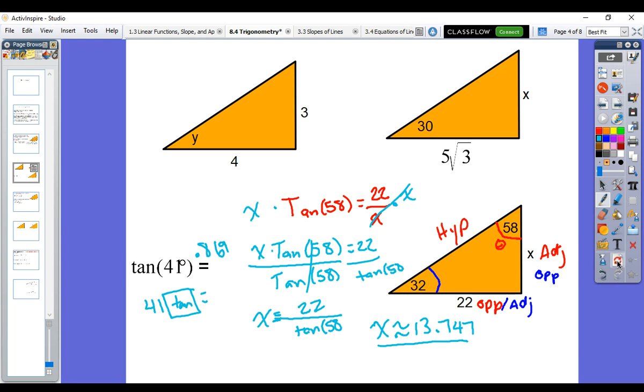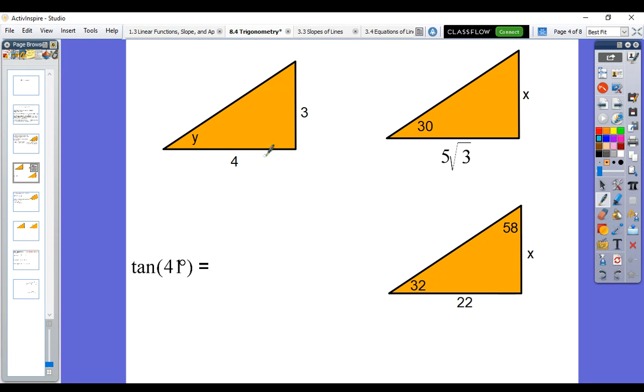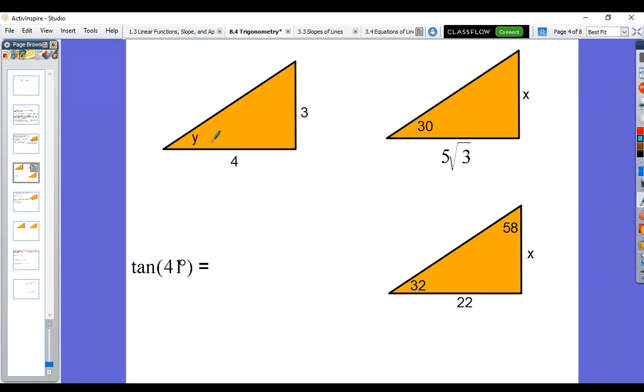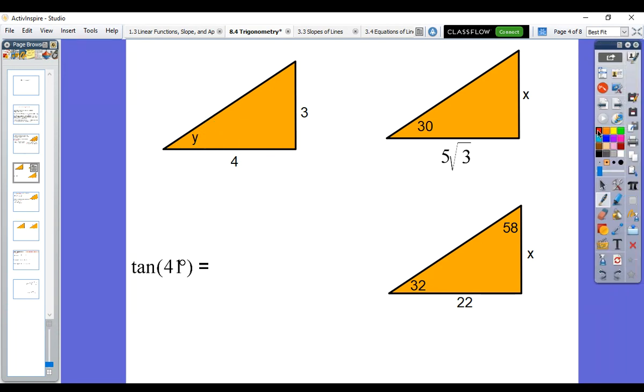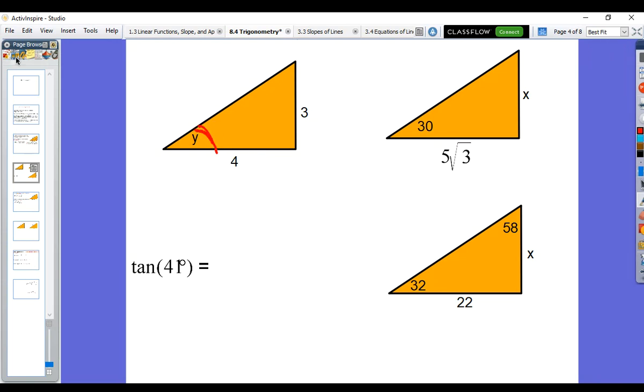Now, sometimes, again, these tangent ratios are a relation of sides to angles. Sometimes we have to find the angle. So for example, in this problem, we're looking for y. Now we don't have y, but we do have two sides. We have the opposite side and the adjacent side. So we for sure will be using some form of tangent. So let's set up our problem. Let's just set it up as if we're looking for anything. So we say tangent of angle y equals 3/4.